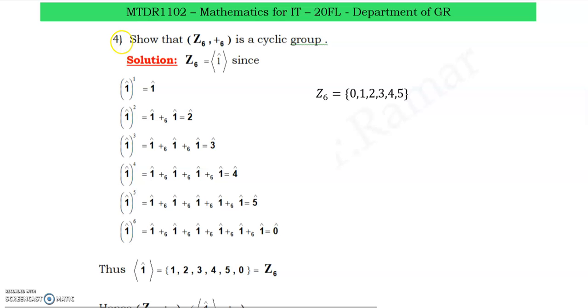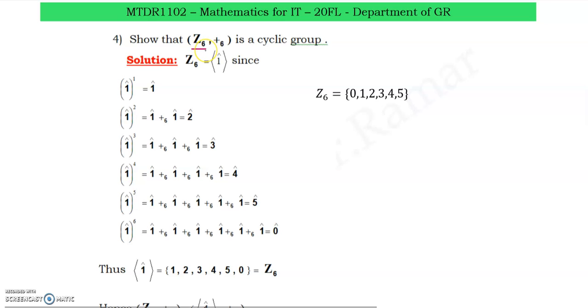Now you see the fourth question. Show that Z6 under addition modulo 6 is a cyclic group. How to prove that it is a cyclic group? What do you mean by cyclic group? Cyclic group means we have to check whether a single element, any element, generates or creates all the elements of the given group.